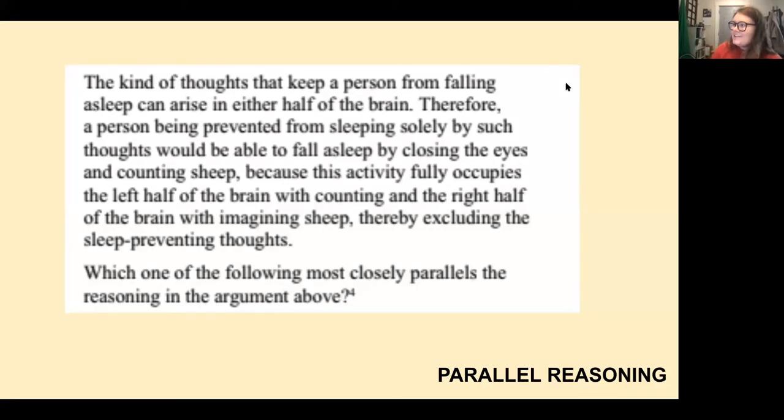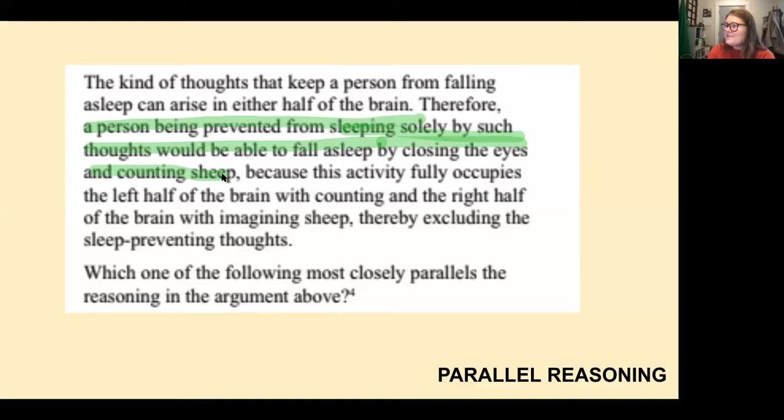All right, what is our conclusion, Emily? So I said that it was after the "therefore, so that." Yeah, all of that before the "because." Yeah, a person being prevented from sleeping solely by such thoughts would be able to fall asleep by closing their eyes and counting sheep. I didn't know this, this is why they tell you to count sheep. I thought it was interesting.